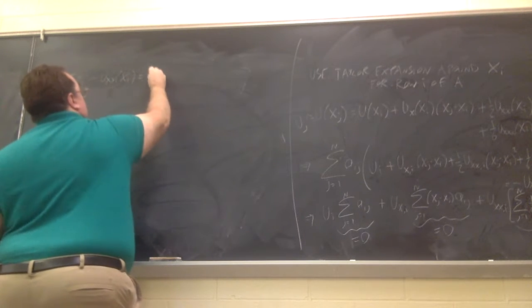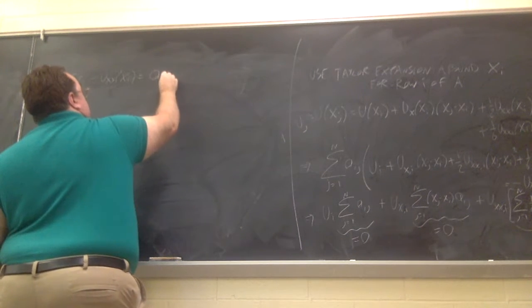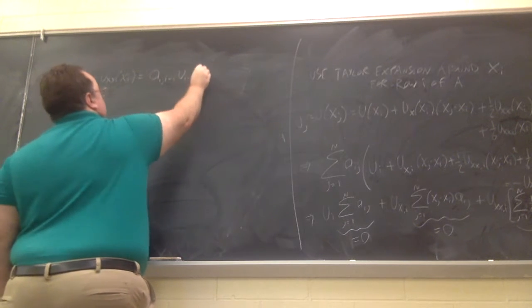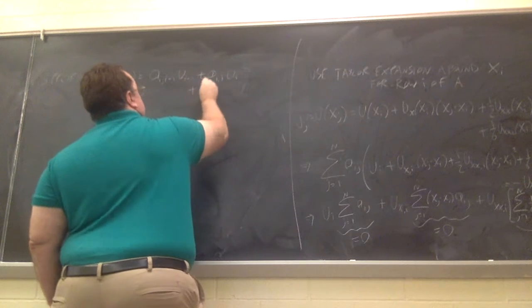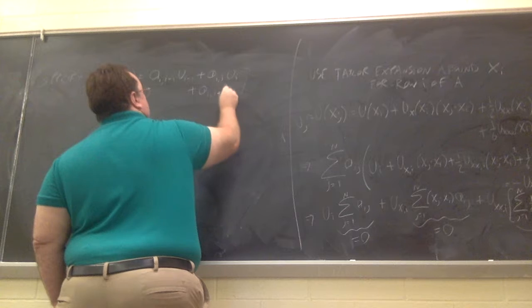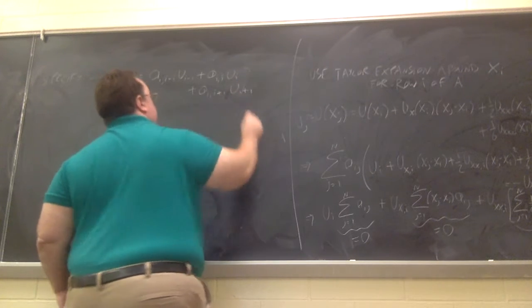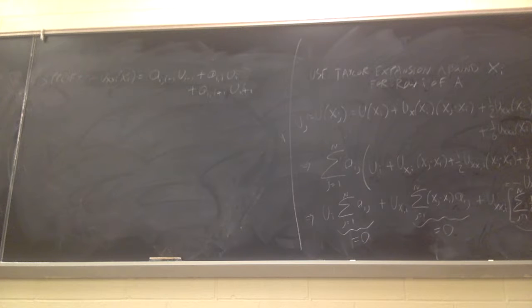So it's going to be i minus 1, i minus 1, plus i, ui, plus i plus 1, times ui plus 1. So at least each of the 3 equations I have will not have very much in them.